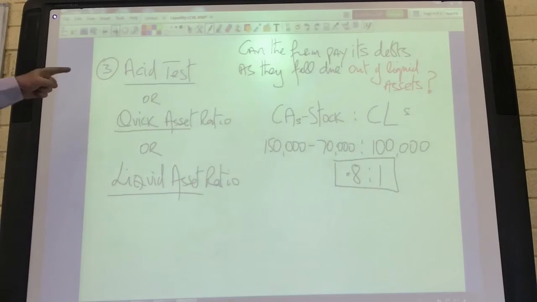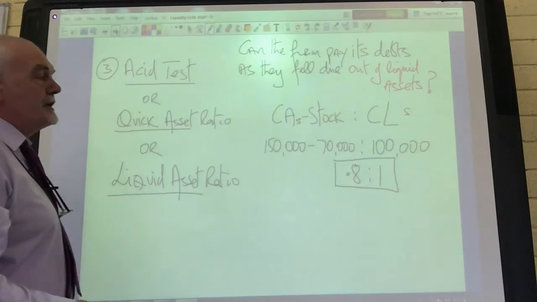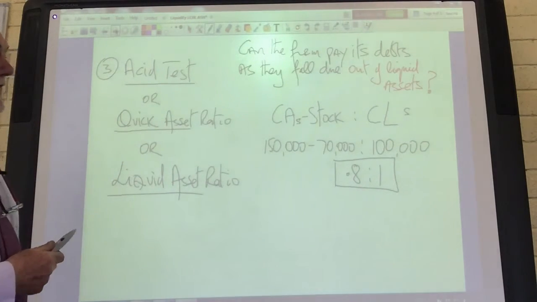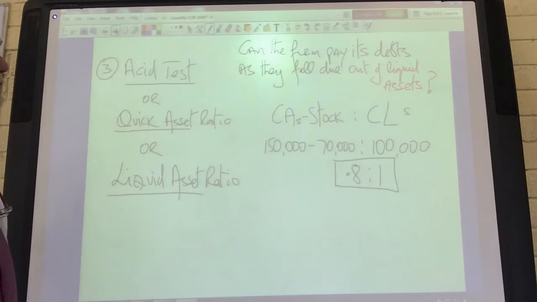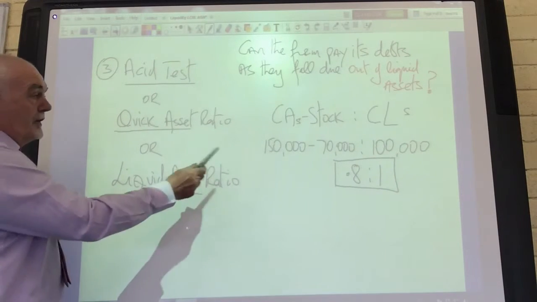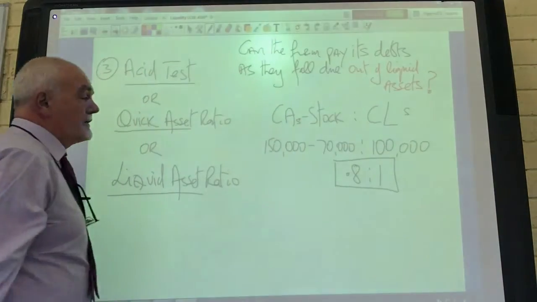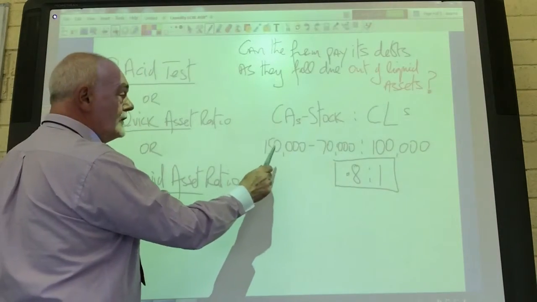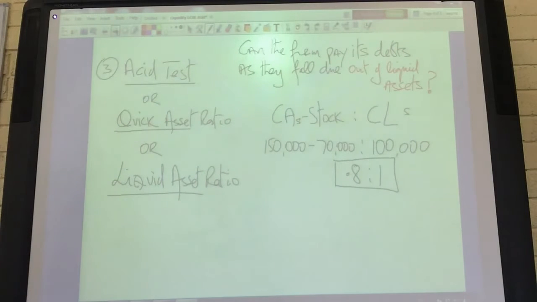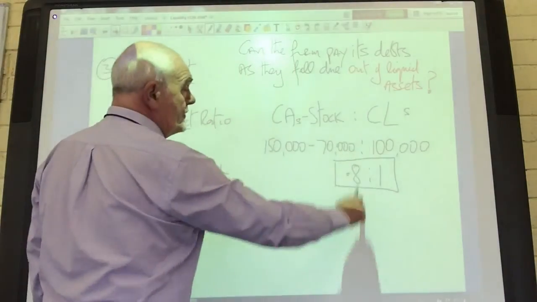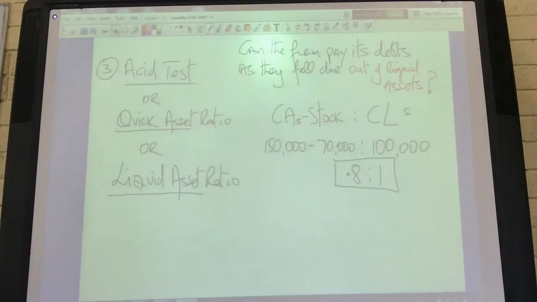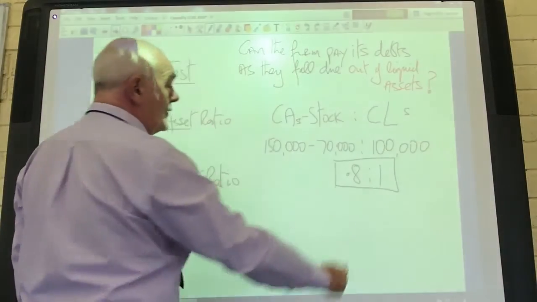This of course is called the acid test or the quick acid ratio or the liquid acid ratio. It's the ratio of current assets less stock and prepayments to the current liabilities. And typically in these questions there are no prepayments. That's why I'm writing up here current assets less stock is to the current liabilities. Our current assets include €70,000 worth of stock, so we take that out. We have 80,000 worth of liquid assets to 100,000 worth of current liabilities, debts that fall due, and it gives us 0.8 to 1.